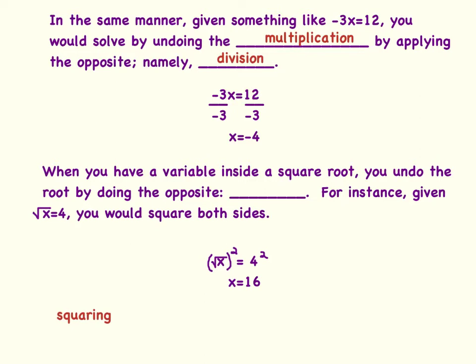Now, when you have a variable inside a square root, you undo the root by doing the opposite, which is squaring it. For instance, given the square root of x equals 4, you would square both sides. And here's the example. We start out with the square root of x equals 4. Now, I can undo the square root by squaring it. So that's what I've done. I am squaring my square root of x. But if I'm going to do that to the left side, I also have to square the right side of the equation, and that's how I get x equals 16.